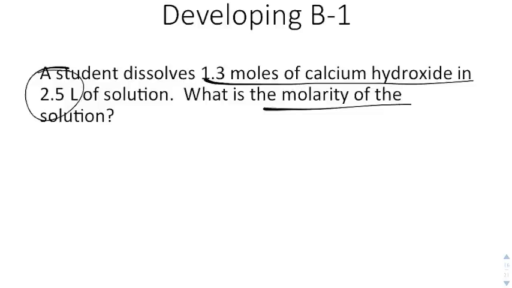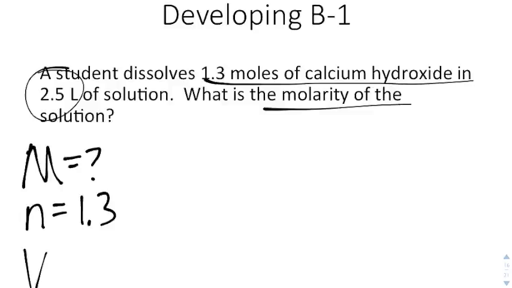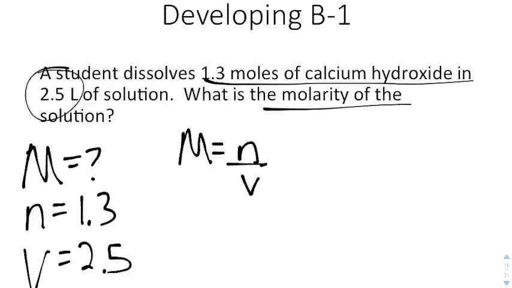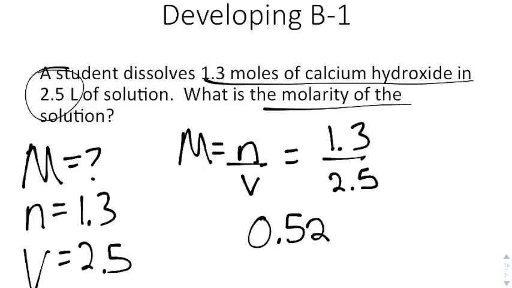So in this case, I'm looking for the molarity of the solution. I know the number of moles is 1.3, and I know the volume is 2.5. The equation that I have is the molarity is equal to the number of moles divided by the volume, or in this case we would say 1.3 divided by 2.5. At this point you would plug it in your calculator and you would say that 1.3 divided by 2.5 gives you a molarity of about 0.52 molarity, and then you want to specify what the solute is.